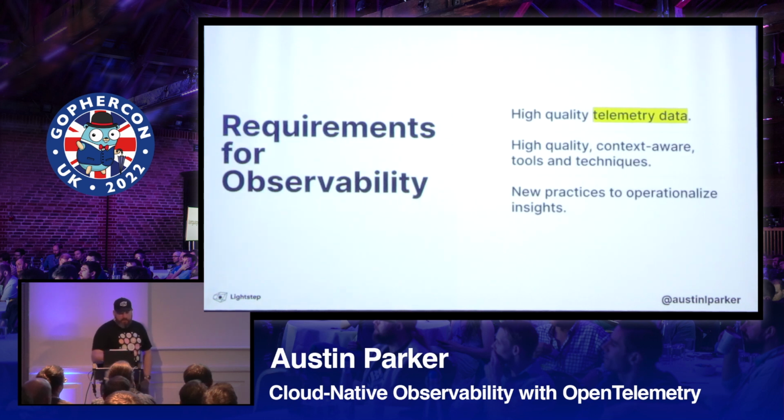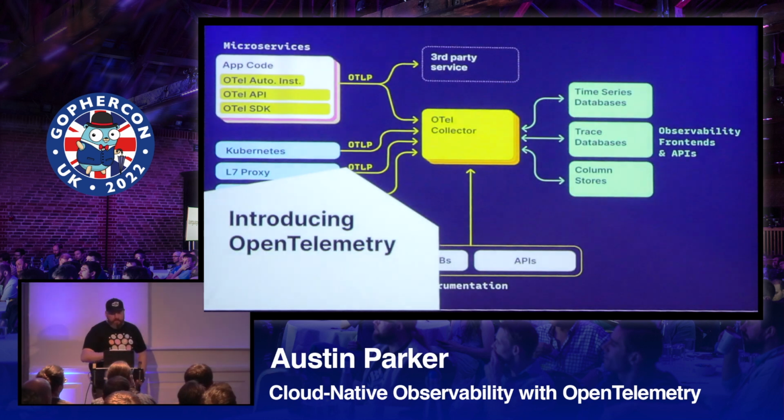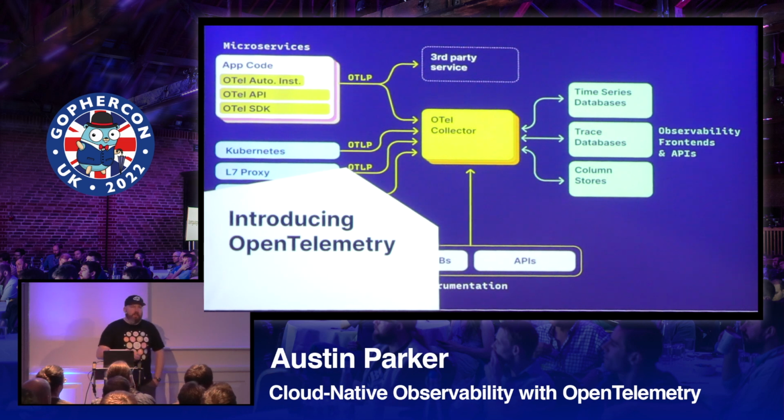Now to have observability, you need these three things. You need high quality telemetry data, high quality context-aware observability tools, and then practices to help you operationalize that data using those tools. OpenTelemetry fulfills this first one. It is our telemetry data source, our telemetry framework. The original goal of the project, that we put on the webpage at least, was that OpenTelemetry enables effective observability by making high-quality, portable telemetry ubiquitous.